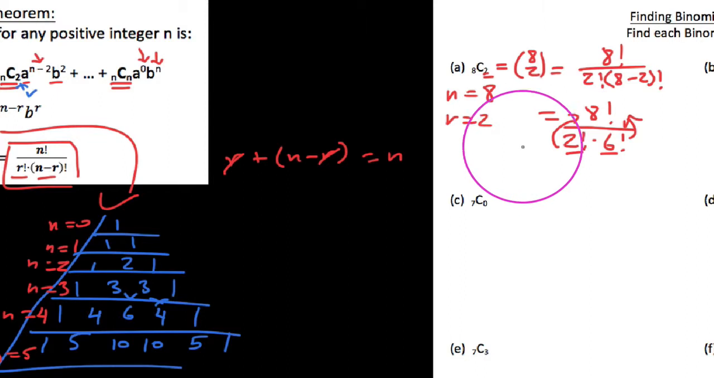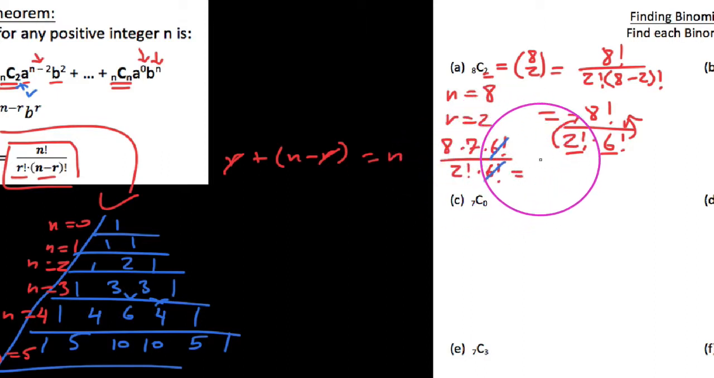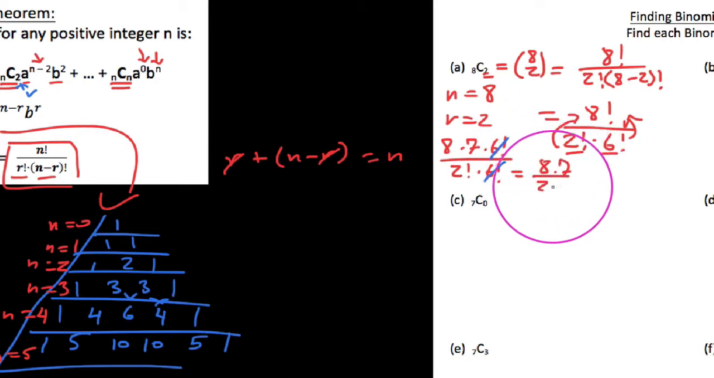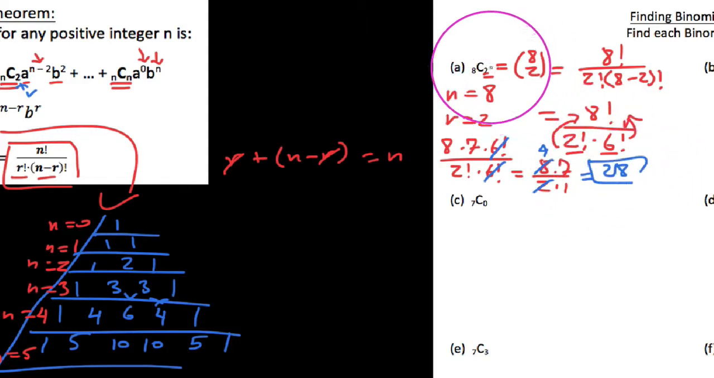So now simplifying this, the nice thing about it is we could rewrite it. We could say this is really 8 times 7 times 6 factorial all over 2 factorial times 6 factorial, where our 6 factorials kick out, and we really get 8 times 7 over 2 times 1, which, when we reduce this, comes out to be 28. So we would say that this binomial coefficient would equal 28, in this case.